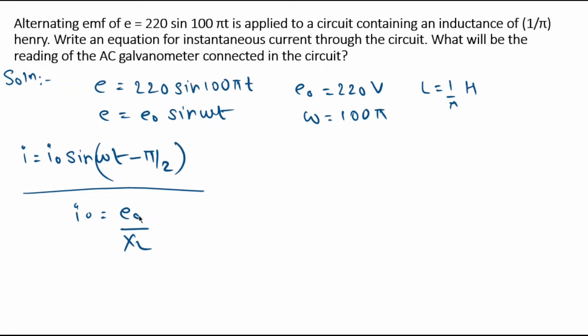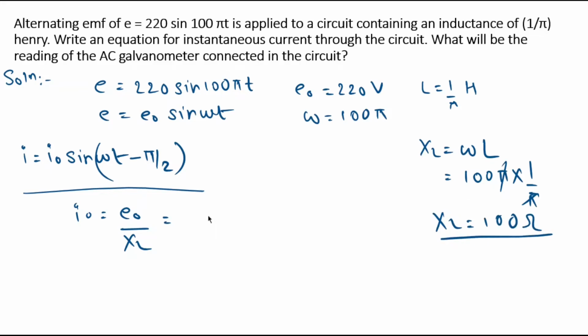So first we need to find out XL. Now XL can be given as XL equal to omega L, and omega is already given to us as 100 pi. So 100 pi into L, which is 1 by pi. So pi gets cancelled and XL comes out to be 100 ohms.